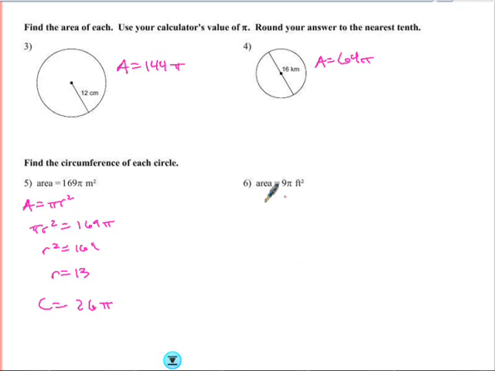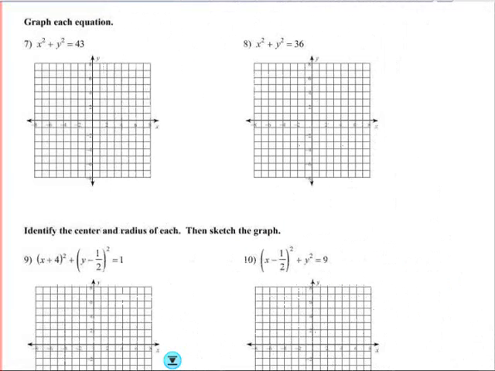Okay. Similarly here we have pi r squared equals 9 pi. So r squared equals 9. So r equals 3. So the circumference equals 6 pi. Boom. Page 1 done.